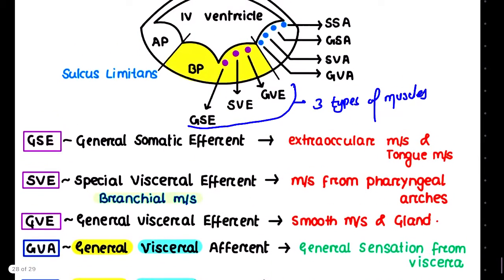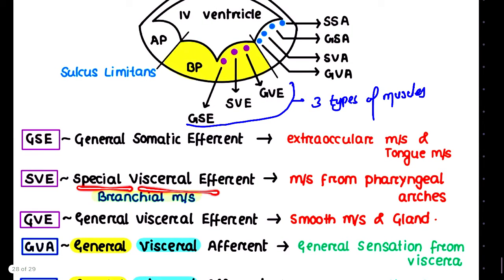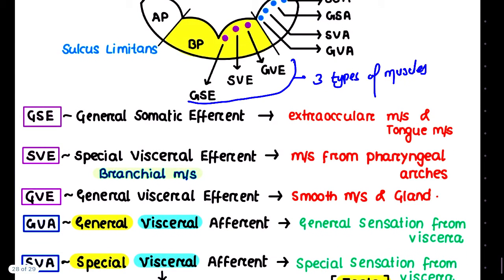Now similarly, just lateral to this GSE, general somatic efferent, the next one is the special visceral efferent. Here this visceral is a misnomer, because in this special visceral efferent we are talking about the muscles from pharyngeal arches. We are not talking about internal structures. We are talking about pharyngeal arch muscles.